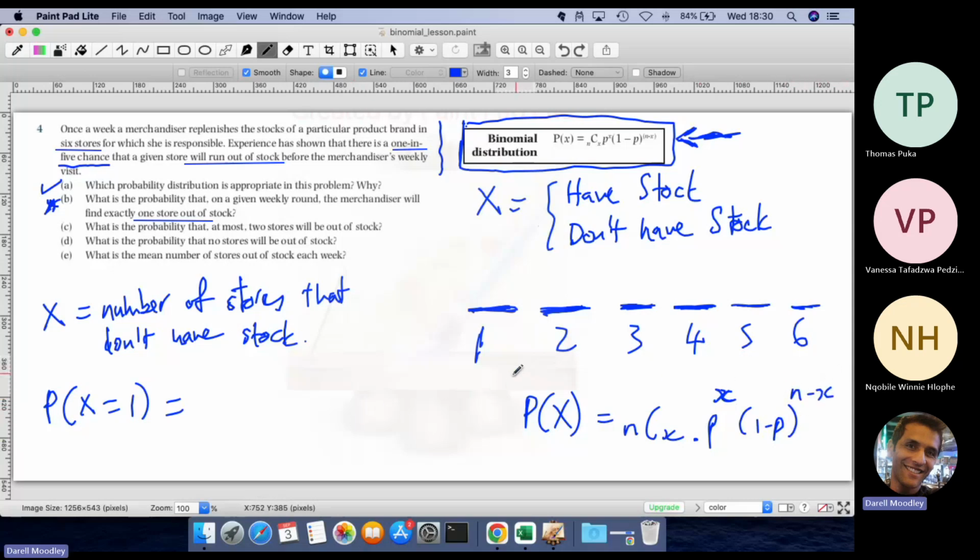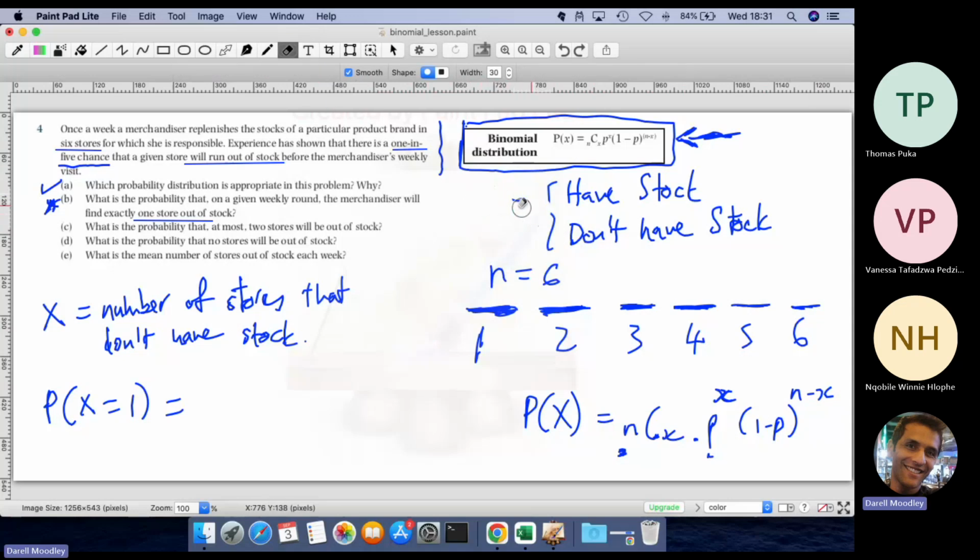All right, now, in order to use this formula, we need to know what n is. You don't need to know what C is, C is in your calculator. It's just a function. Okay, there's n and there's p. Now n is the number of trials. Well, basically in this problem, it's the number of stores, and there are 6 stores. So your n is 6.